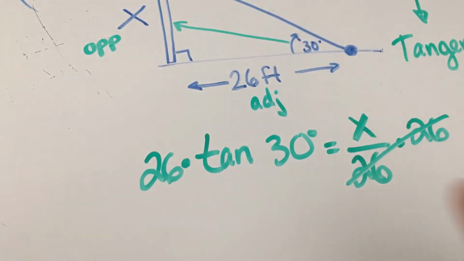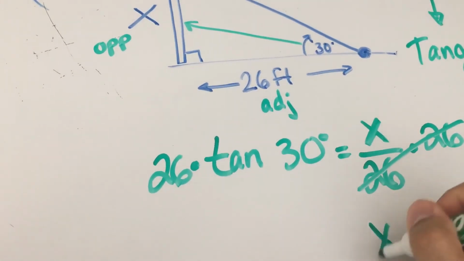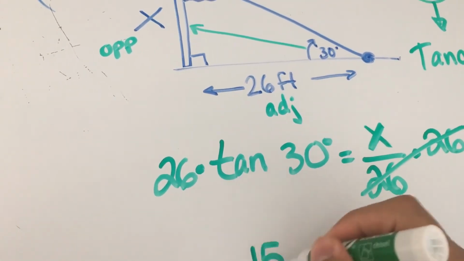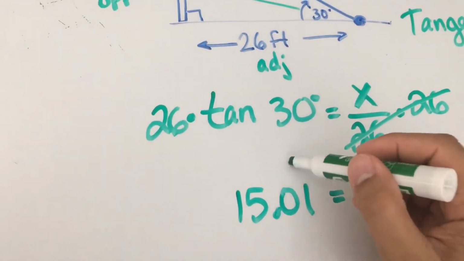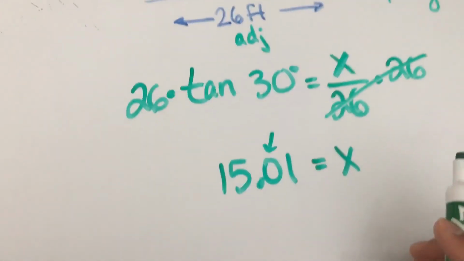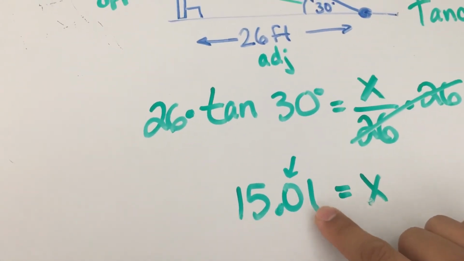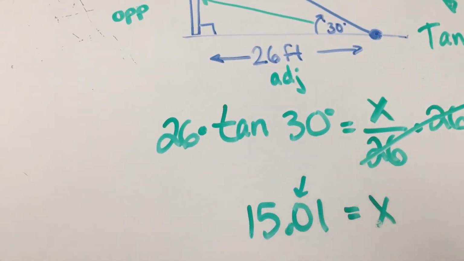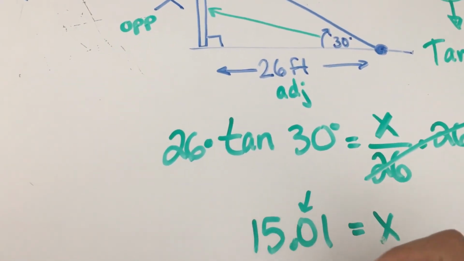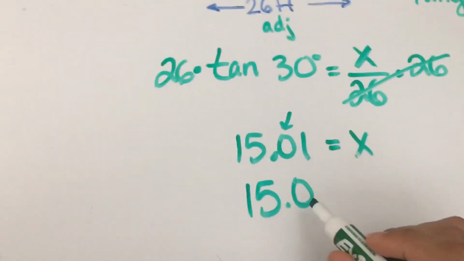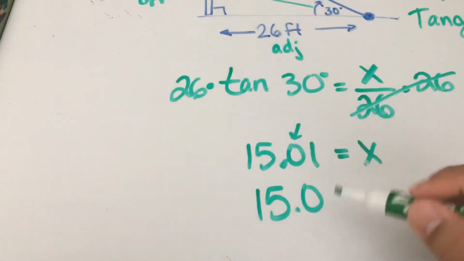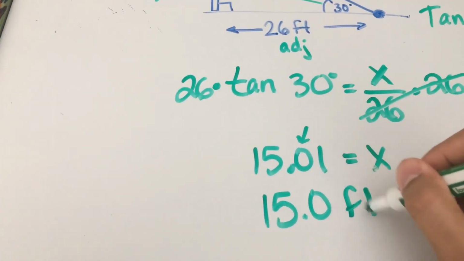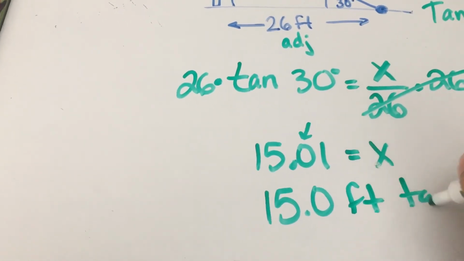Okay. So just go ahead and type that into your calculator, and you're going to get 15.01. Okay. Now, I do want you to round to the tenths place here. So looking at this 1 here, it looks like we're not going to round up. We will leave it as 15.0. And the units for this is in feet. So the height of this flagpole is 15 feet tall.